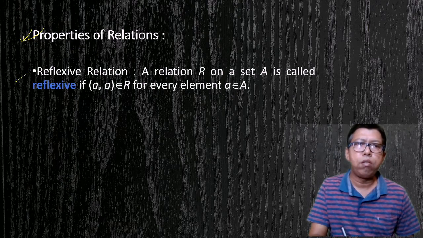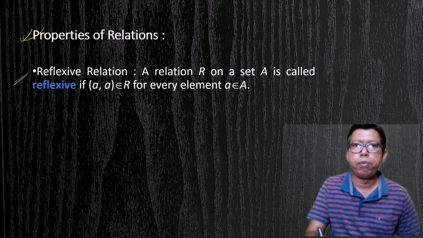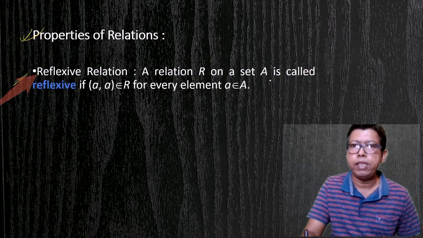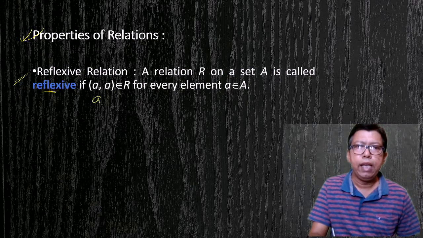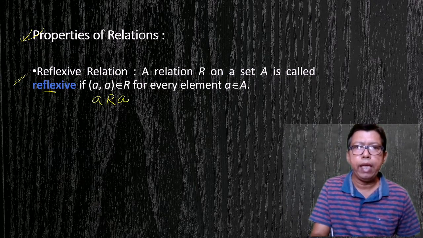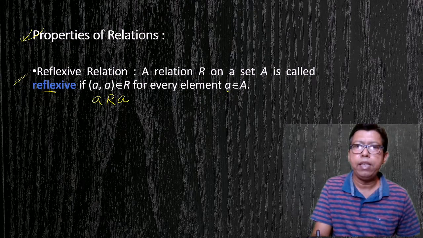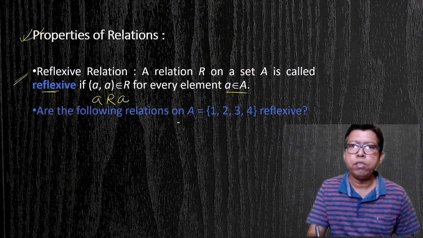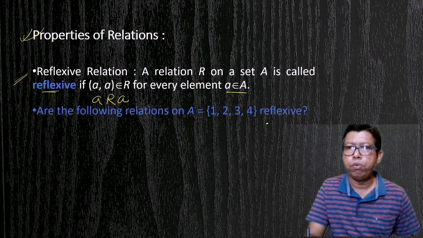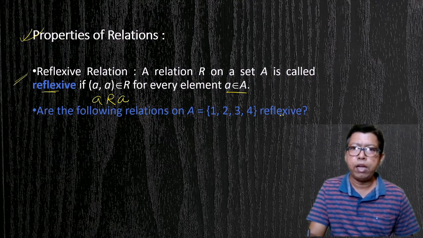First of all, we discuss the reflexive relation. A relation R on a set A is called a reflexive relation if (a, a) belongs to R. That is, a is related with a itself, for every element a belonging to the set A. Okay, so are the following relations on A, that is {1, 2, 3, 4}, reflexive?